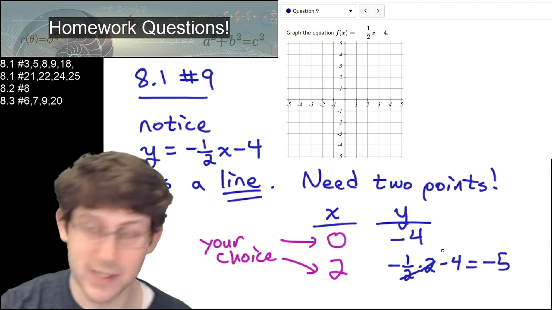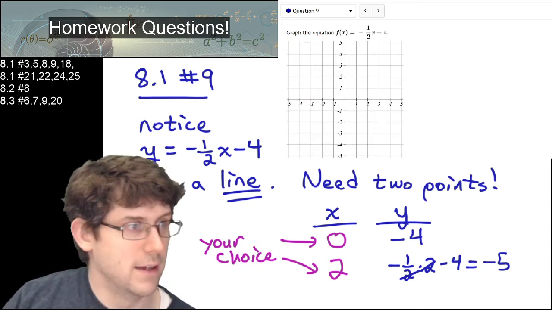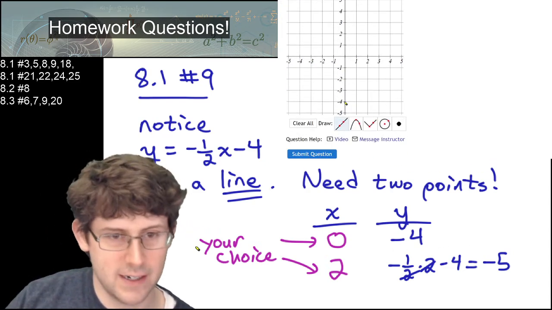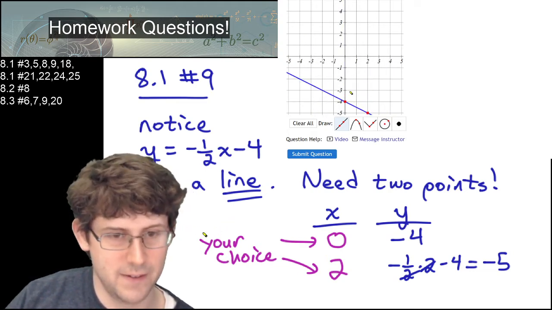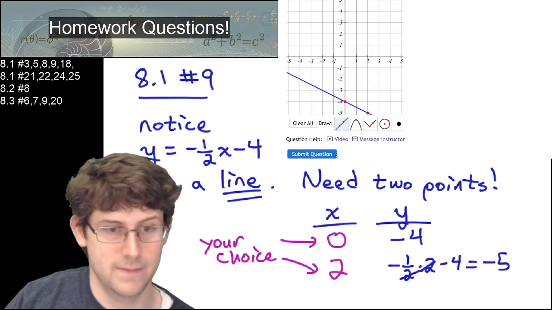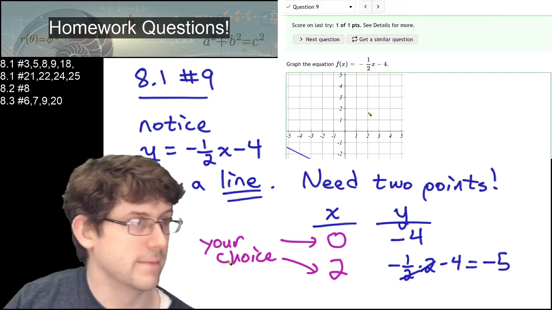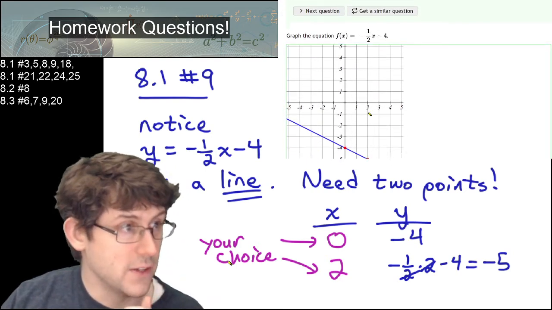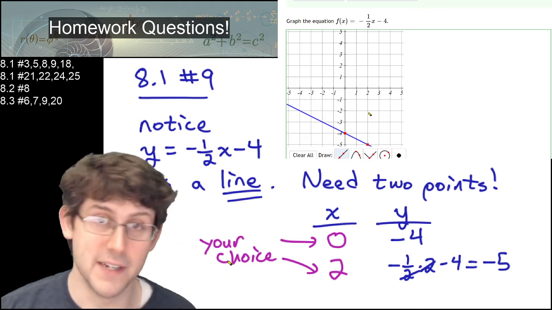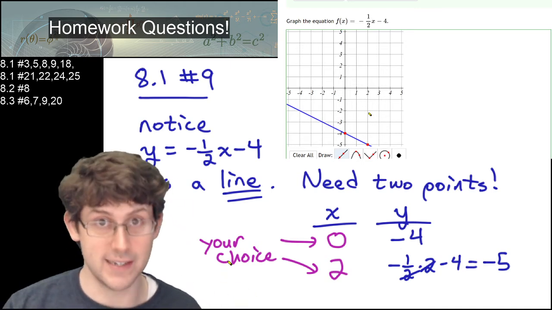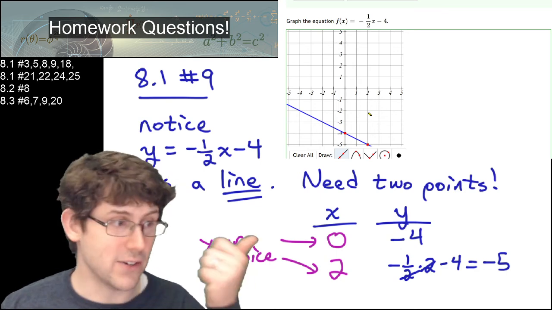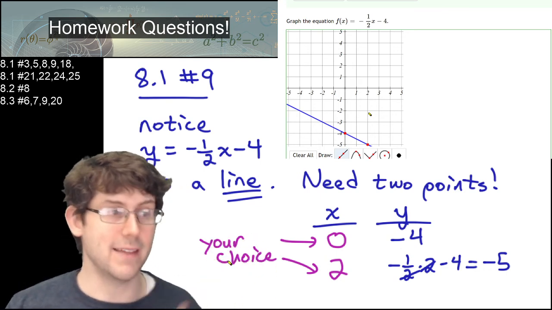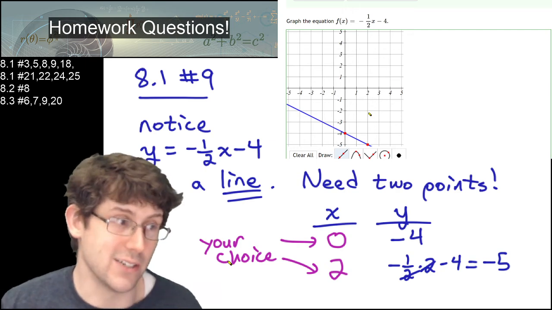So I have these 2 points to plot. Go to my graph, start at 0, minus 4, and then I'll plot 2, minus 5, and I have a line. That's 8.1, number 9. So the key thing is, notice what kind of graph it is, which tells me that I only need 2 points. To get 2 points, you plug in any 2 x's that you like, and try to make them easy x's. Try to make them nice to plug in. It's your choice, so you should pick nice ones.